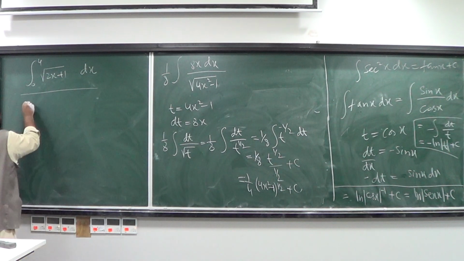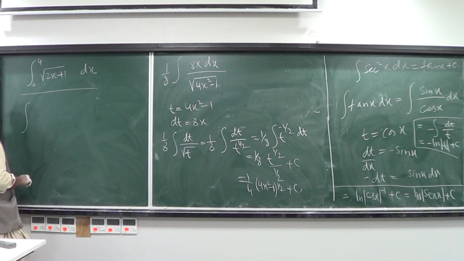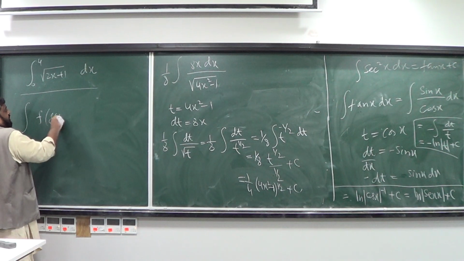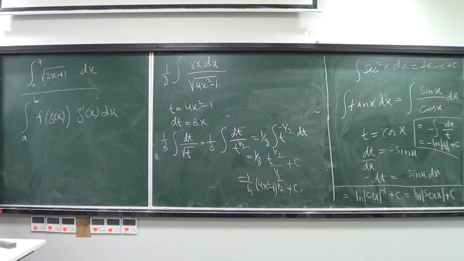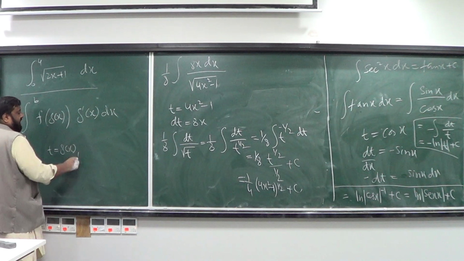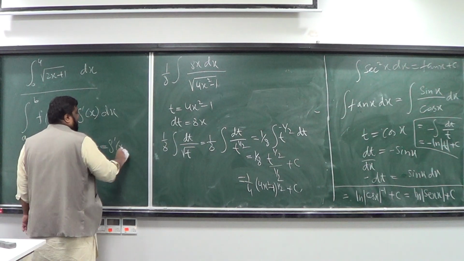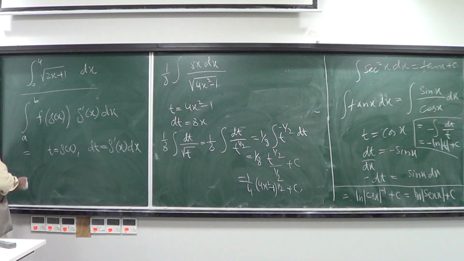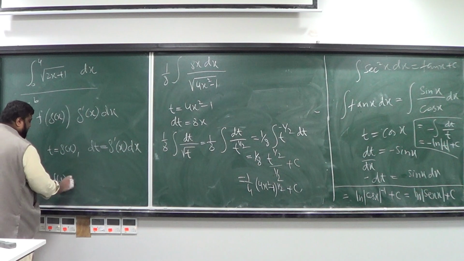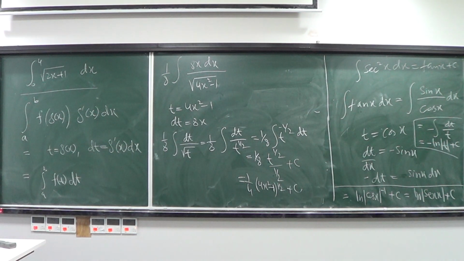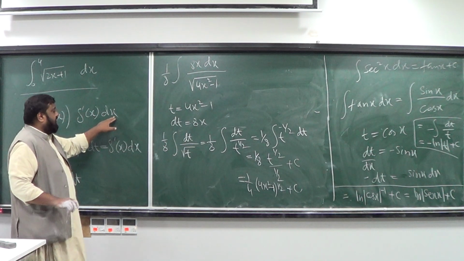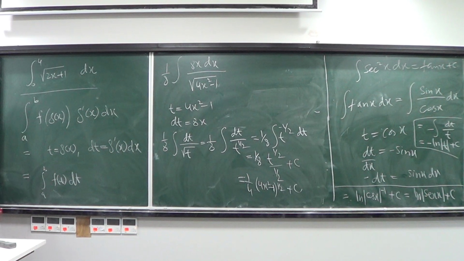Let me give a generic picture first. If you have f of g of x multiplied with g prime of x dx, and you need to integrate it from a to b, then we know how to solve it. You have to make the substitution. So t is g of x, dt will become g prime of x dx. The integral will become f of t dt. Question: shall I write a to b? The answer is no. A to b is a limit on x. It's not a limit on g of x.